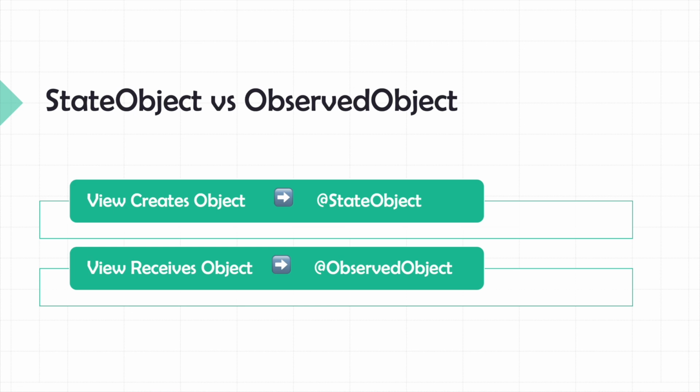Here is the simplest rule that you need to remember. If the view creates the object, use @StateObject. If the object is passed into the view from somewhere else, use @ObservedObject. That's it. This single rule covers most real world situations.